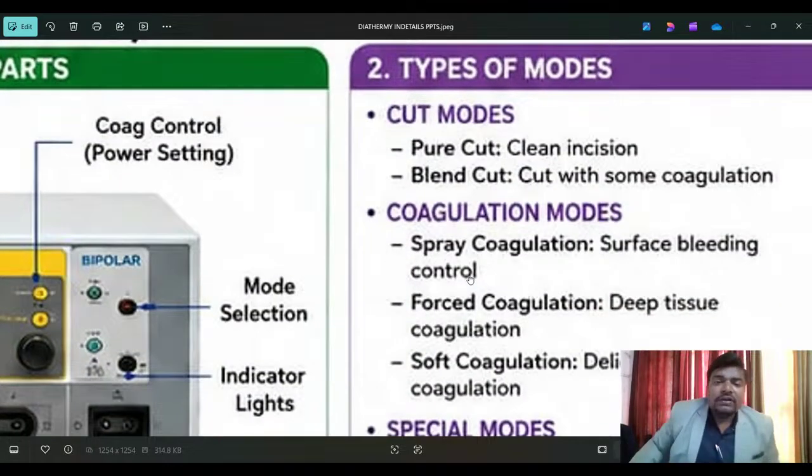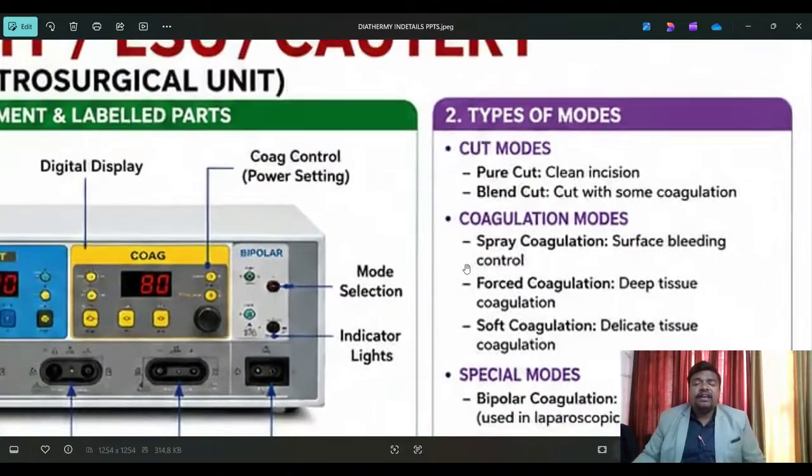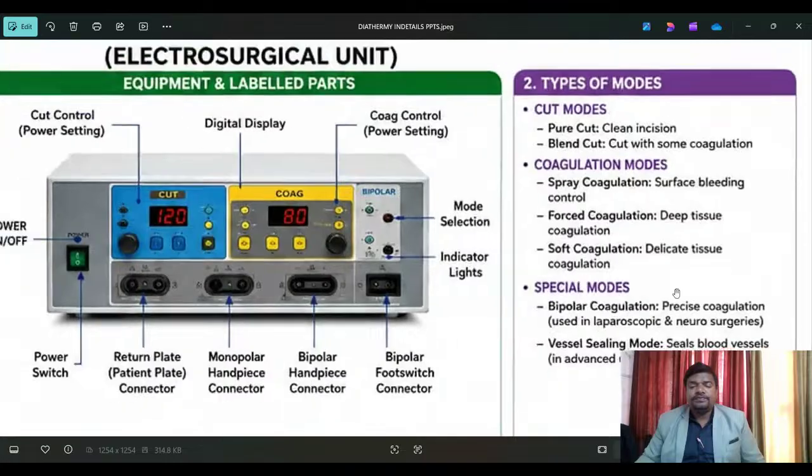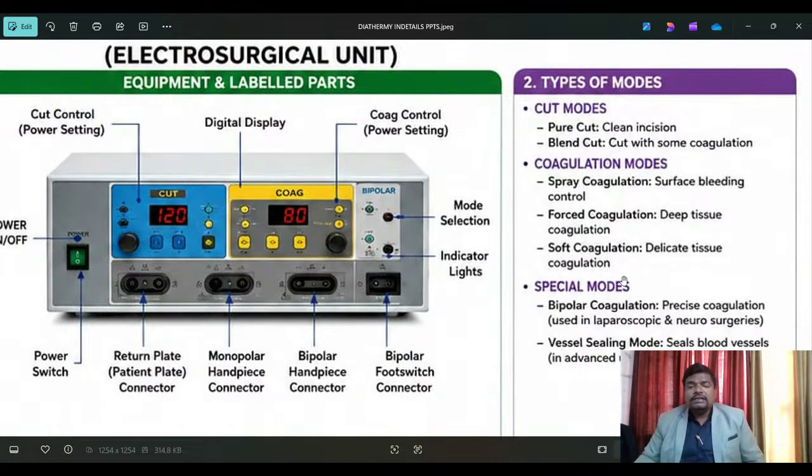Understand? First of all, see what types of modes are available. I am going to show you. All this information was prepared, but the explanation will take too much time, so I'm just going live. Keep listening. Next, types of modes.